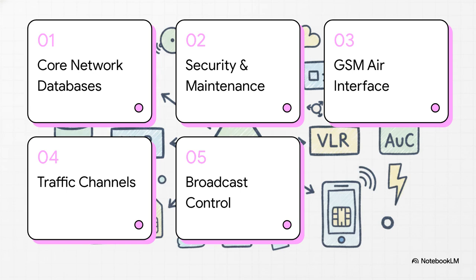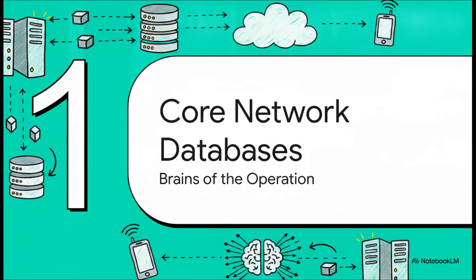All right, here's our roadmap for today's explainer. 1. Core network databases. 2. Security and network maintenance. 3. The GSM air interface. 4. Navigating traffic channels. And finally, 5. Broadcast control channels.